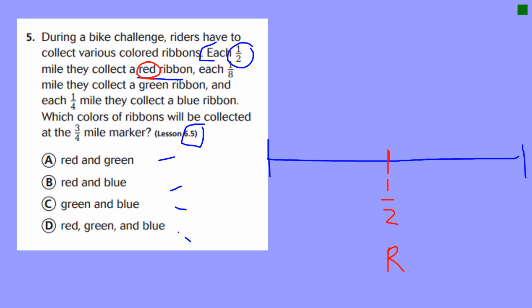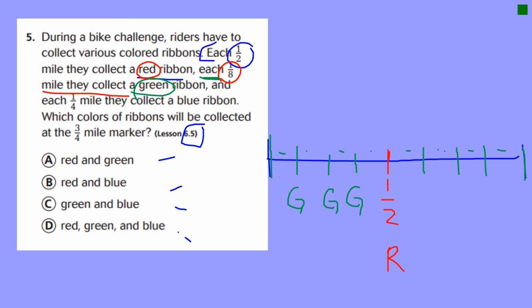Okay. Each 1/8 mile, they collect a green ribbon. So a green ribbon is every 1/8 of a mile. So I'm going to separate this mile on my little track into 8 equal parts. So there's 1. Let's make sure I did that. 1, 2, 3, 4, 5, 6, 7, 8. Yep. So at each of these, each 1/8, they get green, green, green.